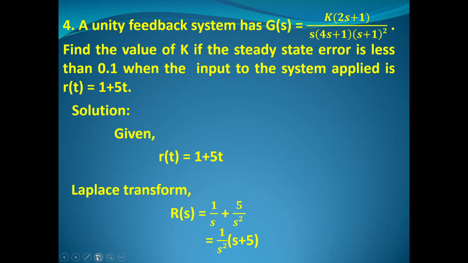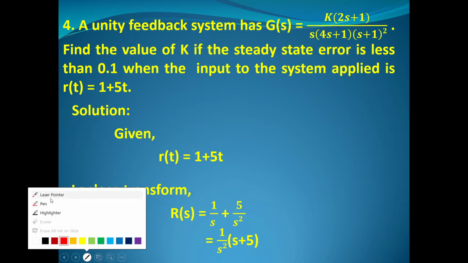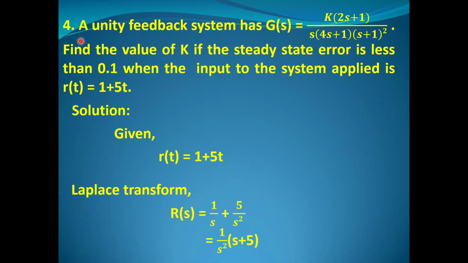Let us go to the next numerical problem. For a unity feedback system, H of s is equal to 1, and G of s is equal to k into 2s plus 1 by s into 4s plus 1 into s plus 1 whole square. This is our G of s. H of s is 1. Find the value of k if the steady state error is less than 0.1.